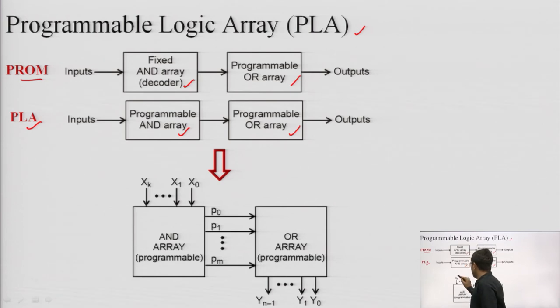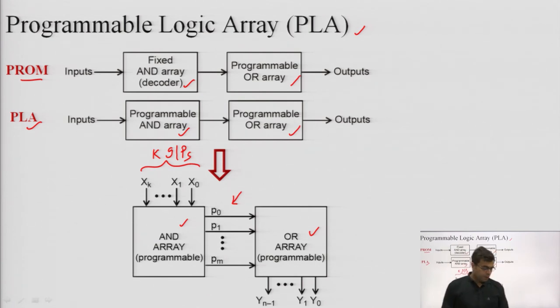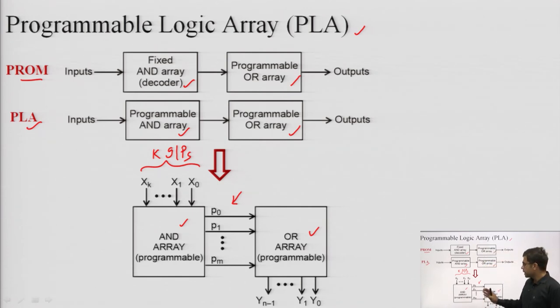So, there will be the same k inputs, and those k inputs will be entering the AND array. Now, the AND array will have multiple AND gates as per my requirement. So, it will be generating the products, and those products will be summed by using the OR array. And the best thing is both AND and OR arrays are programmable now. So, this is really going to help me in designing the circuits.